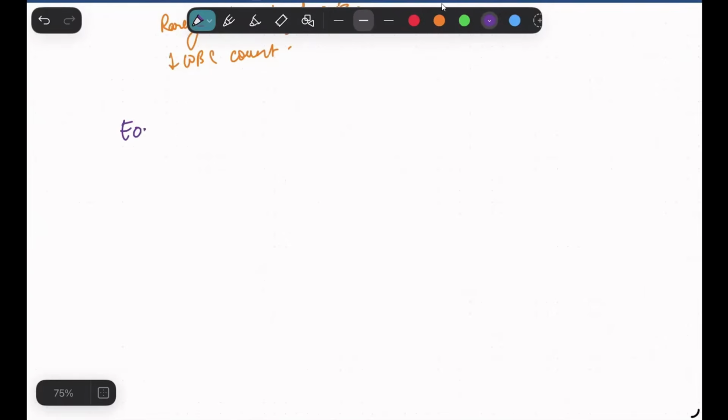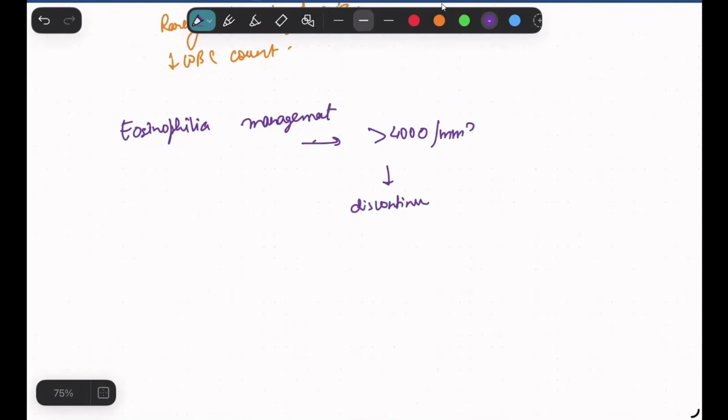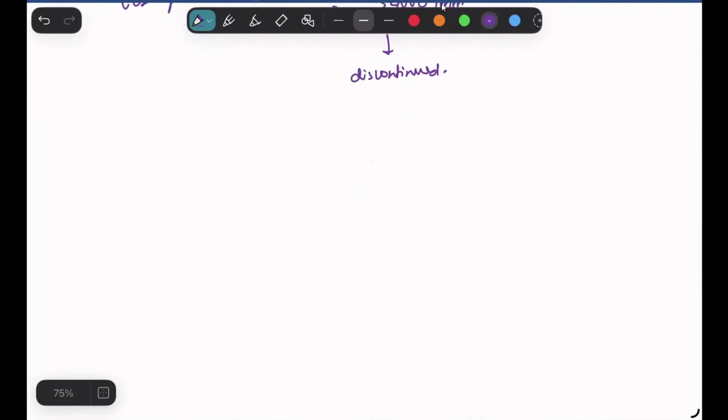This is sometimes asked in the exam. What to do if eosinophilia is there? Eosinophilia management. Suppose the eosinophil count rises above 4000 per millimeter cube, then clozapine should be discontinued. Okay, and it should be restarted again only when the eosinophil count falls below 3000.